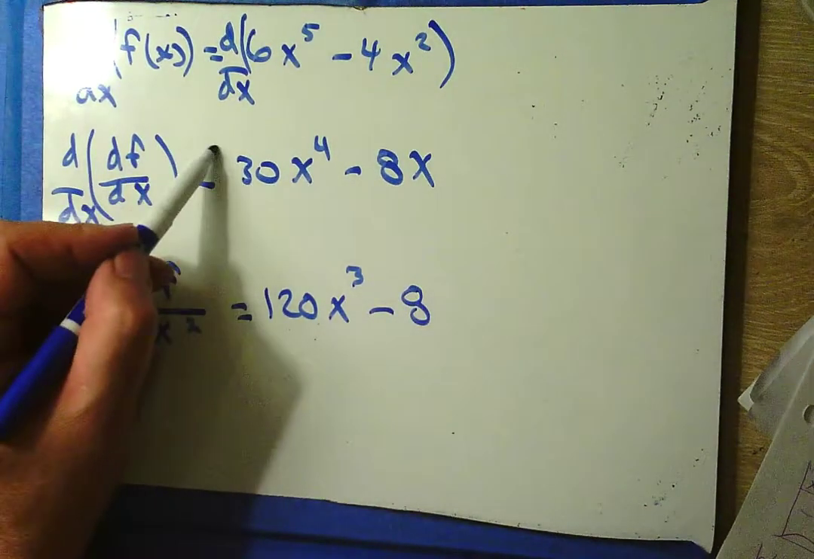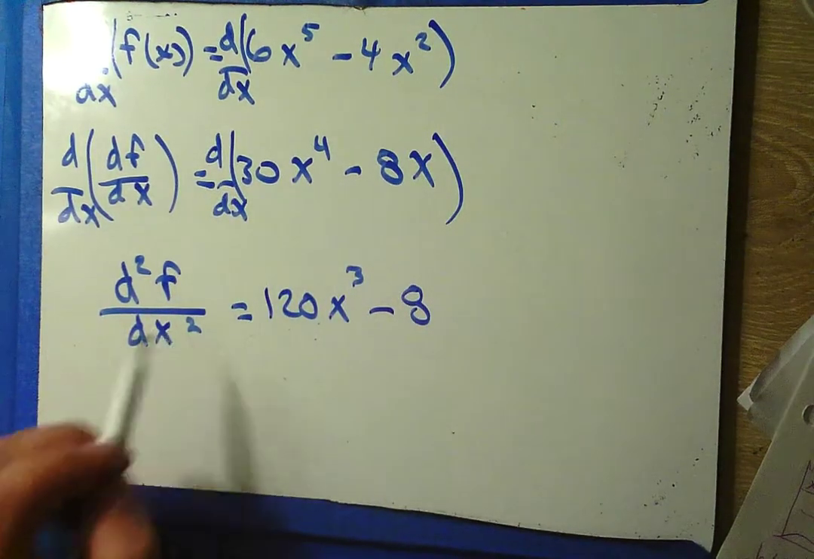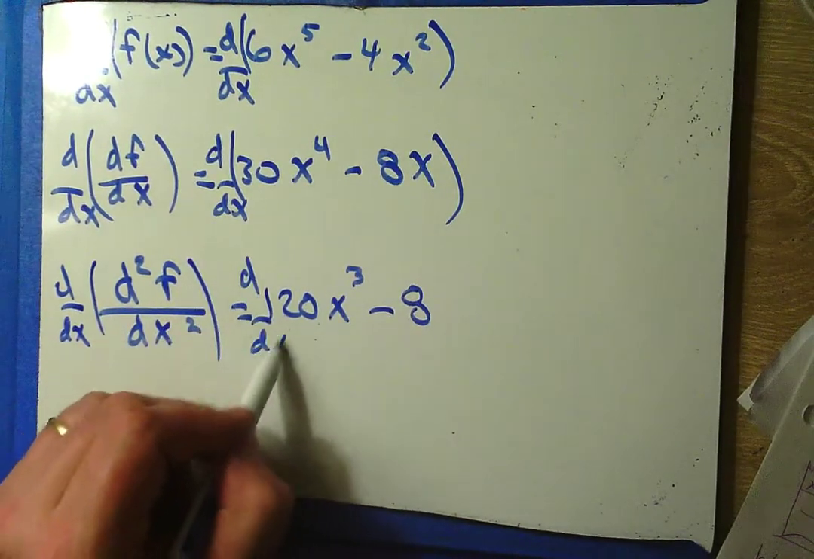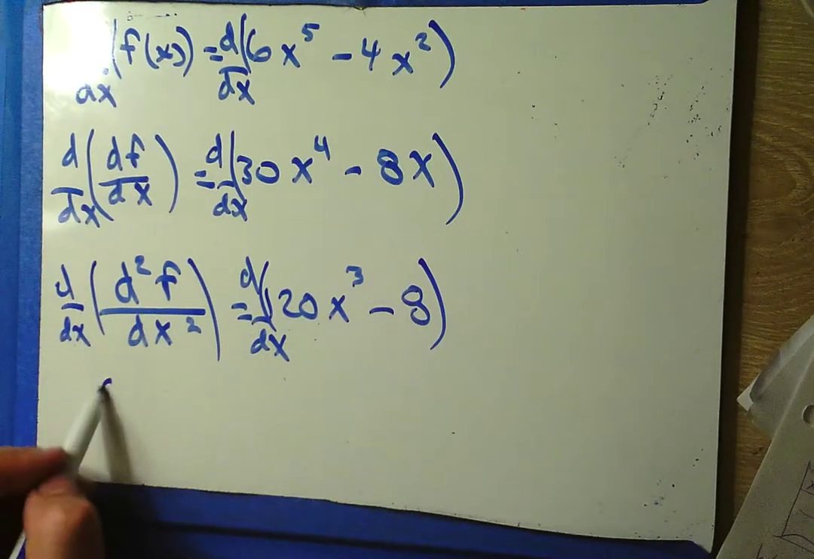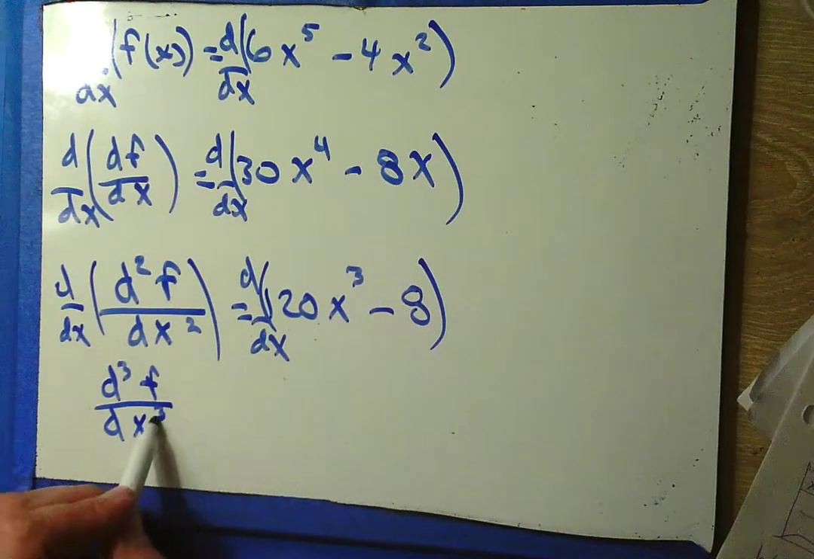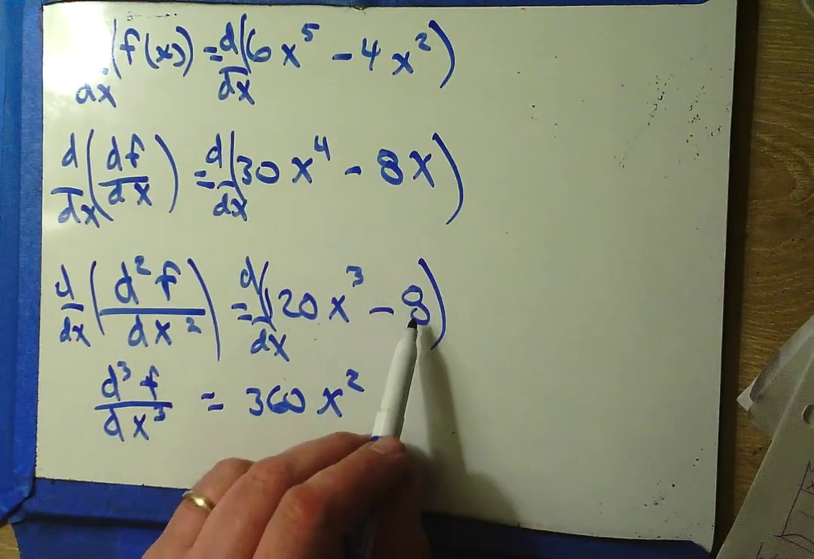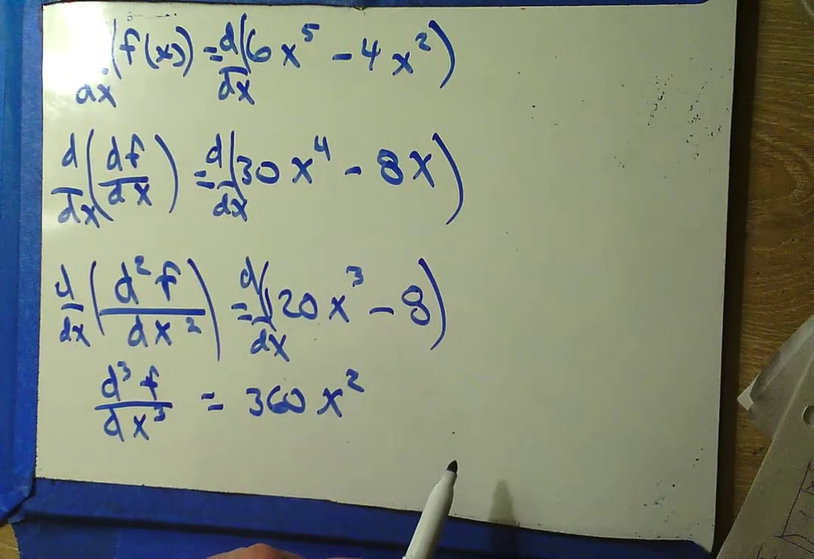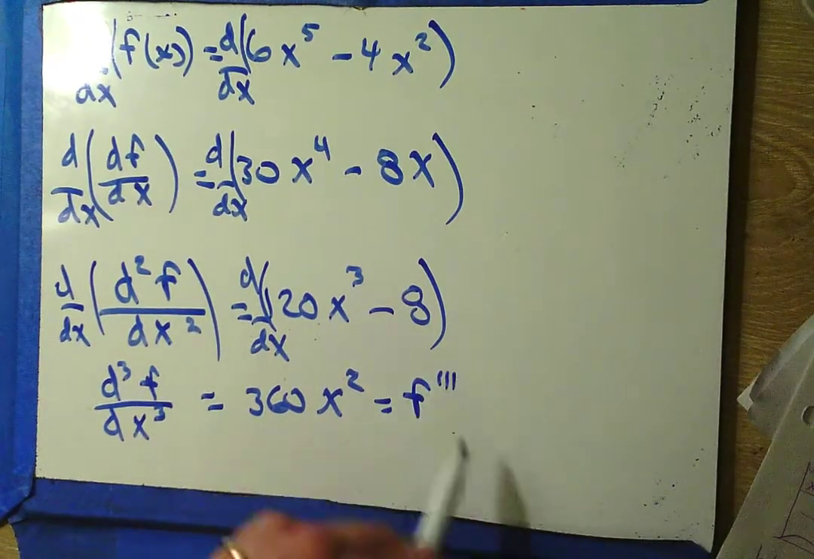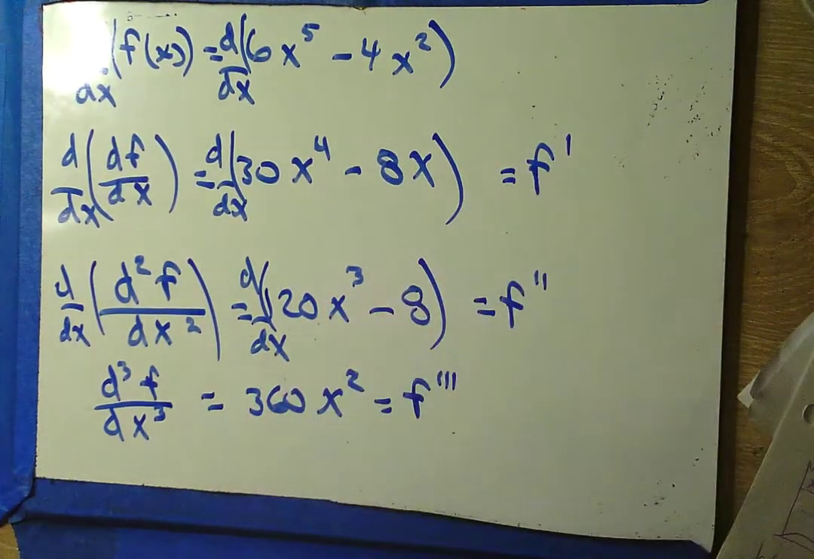And if I took the derivative, got to do it to one side, you got to do it to both. If I took the derivative yet again of both sides, I would have the derivative 3 times of f with respect to x all 3 times. And so I'd have 360x squared. The derivative of -8 is 0. So we could call this way. We could also call it f triple prime. And this would be f double prime, just like this would be f prime.